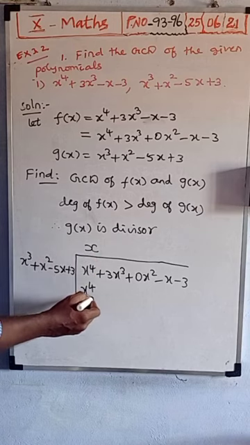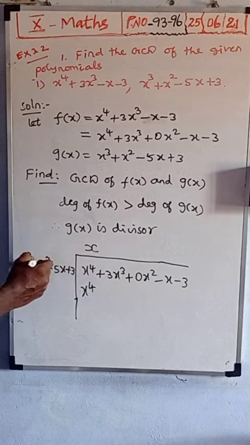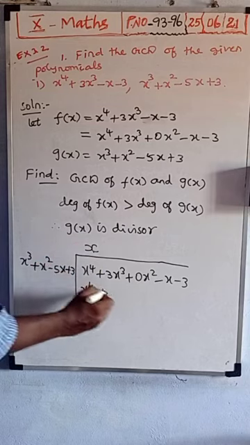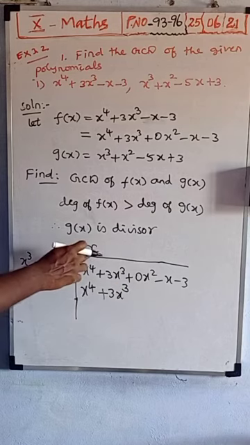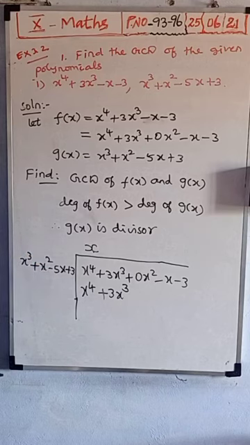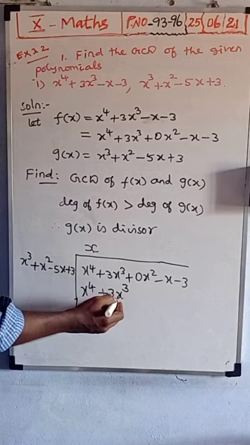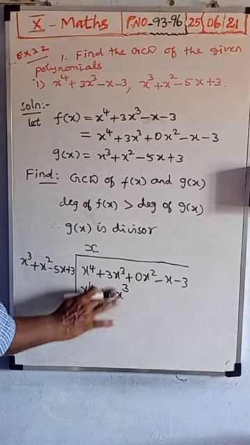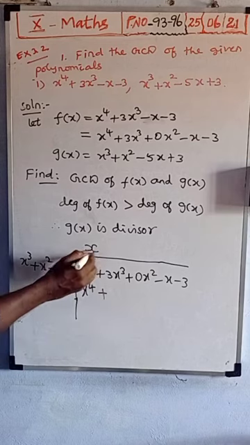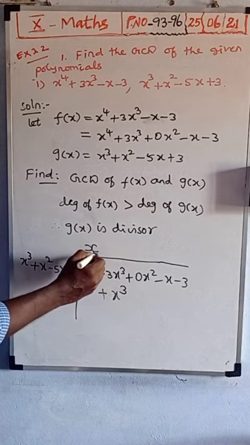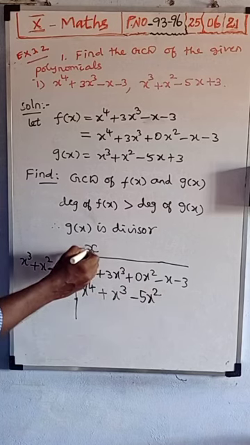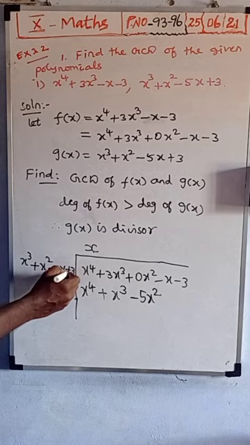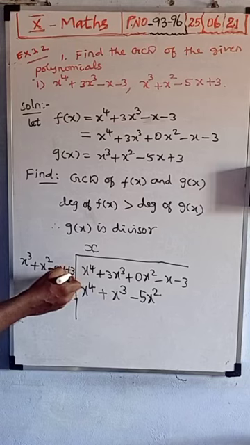So x into x cube, x power 4. Next, plus into plus, x into x squared, 3x squared. Okay, 3x cube. This x you take and multiply with all the terms. So x into x squared is x cube. x into minus 5x is minus 5x squared. Next, plus x into plus 3 is plus 3x.